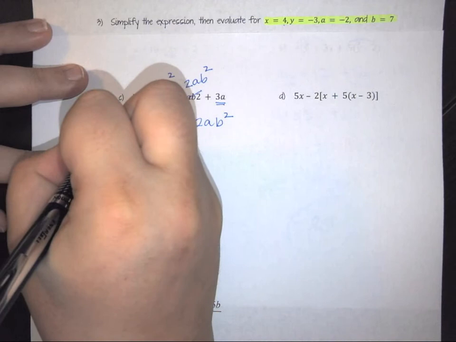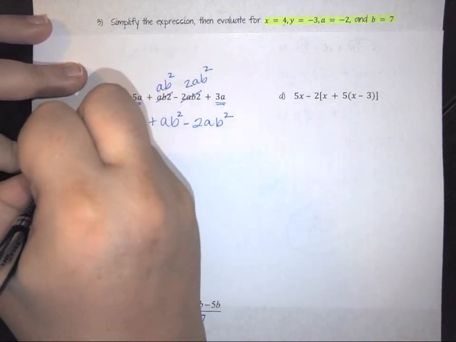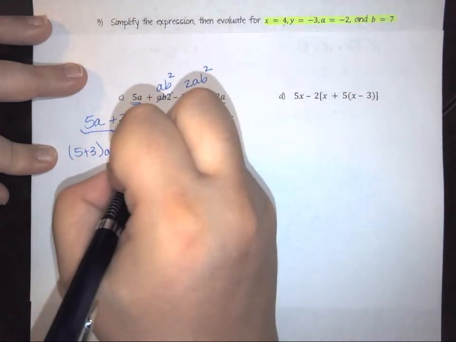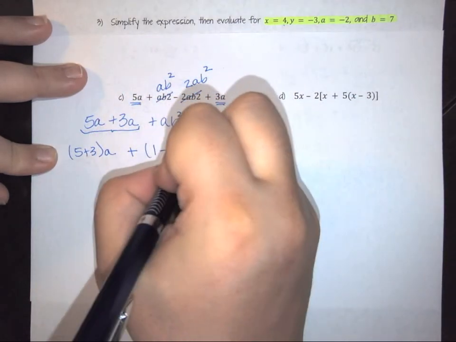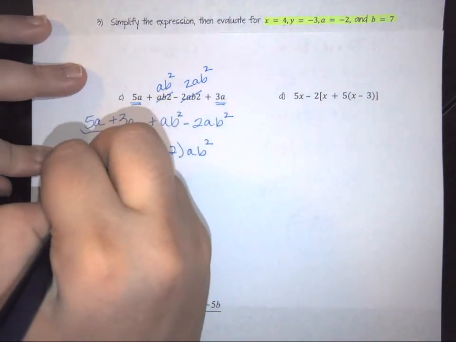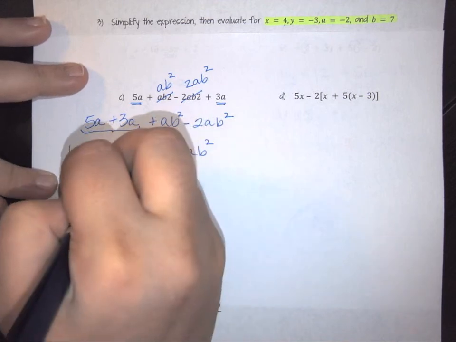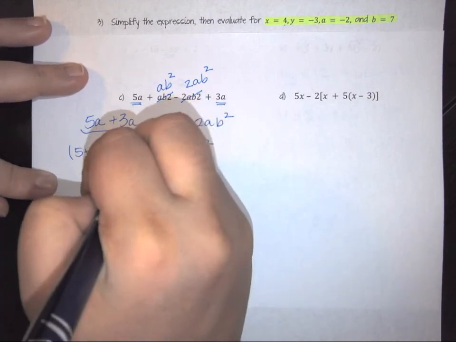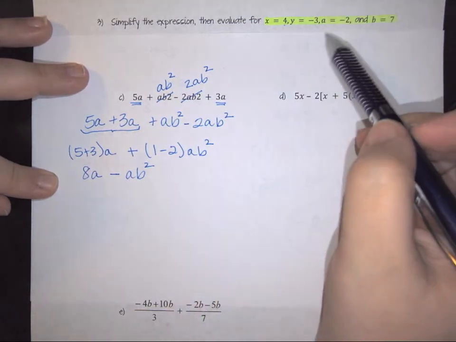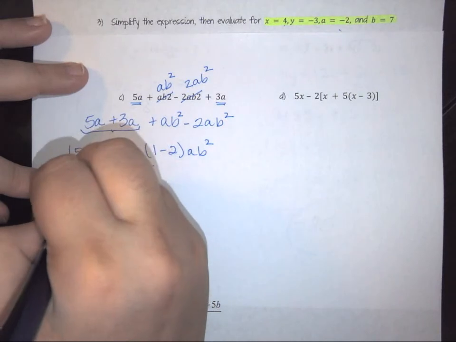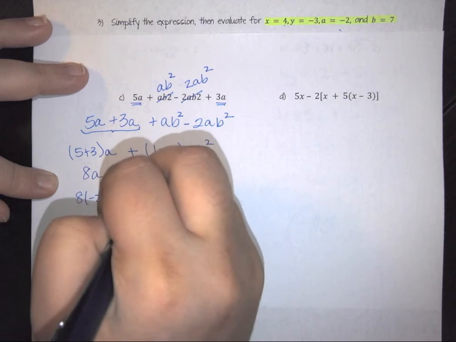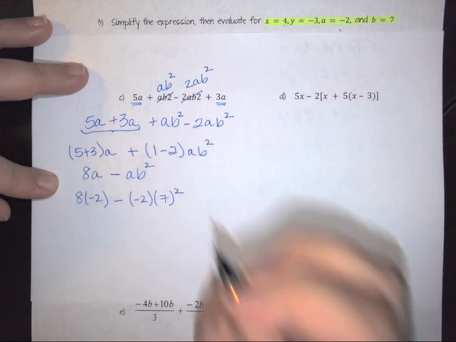I'm going to combine these two together, so this is going to be 5 plus 3a, and then I'm going to add this to 1 minus 2ab squared. 5 plus 3 is going to be 8a. 1 minus 2 is a negative 1, so negative ab squared. Now I can plug things in. I know that a is negative 2 and b is 7, so this is 8 times a negative 2 minus a negative 2 times 7 squared.